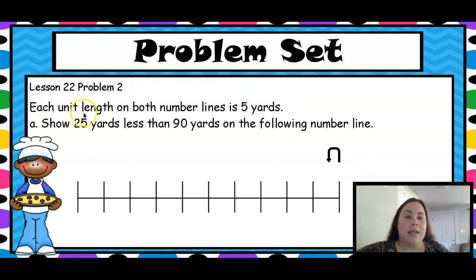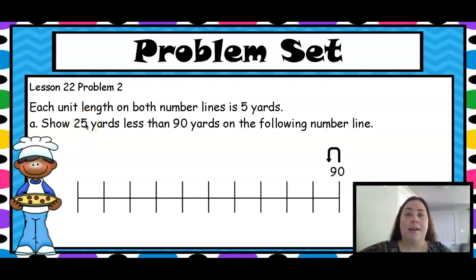Let's take a look at problem set lesson 22, problem 2. It states each unit length on both number lines is 5 yards. So again, we're going to be counting by fives, but our unit is yards. A says show 25 yards less than 90 yards on the following number line. So between our hash marks, we have 5 yards. We know that we're going to start here at 90 yards, and we're going to count back 25 yards.